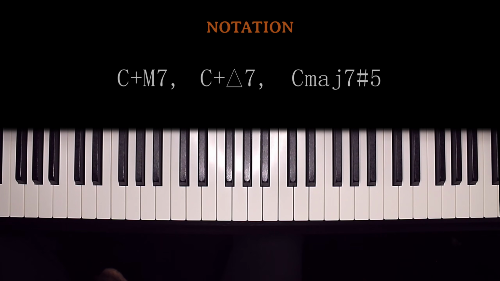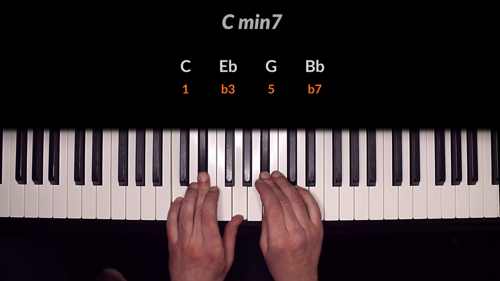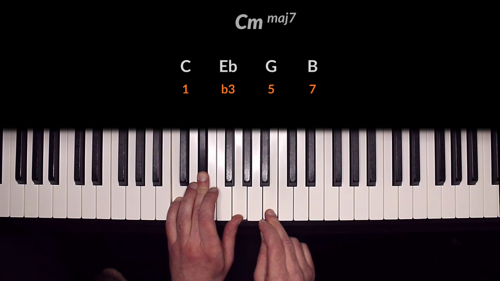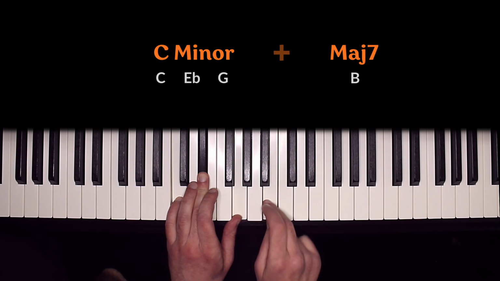Here is the notation. And finally, we have a minor major 7th chord. And it's like a minor 7th chord, but instead of a minor 7th, it has a major 7th, and hence the name, minor major 7th. So it's a minor triad with a major 7th on top.